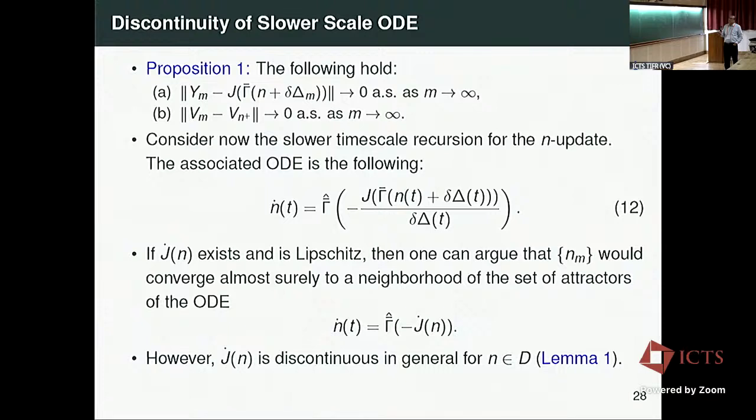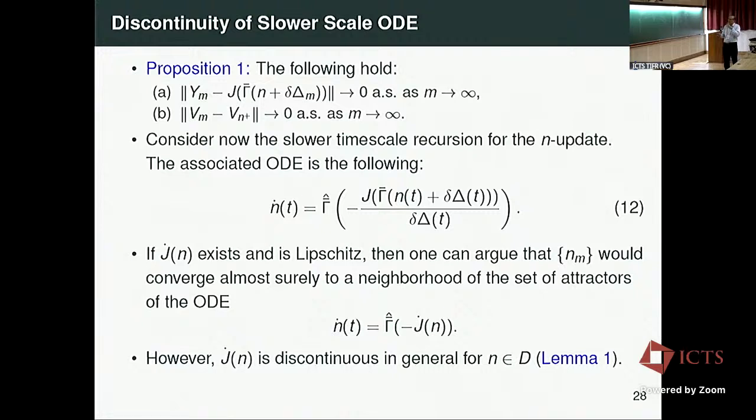So here is this proposition as far as the faster time scale recursions are concerned. We obtain the convergence of this type. And it's just straightforward. I mean, there's not much of a difficulty in arguing this. The problem arises with a slower recursion because of the discontinuity, as I mentioned.